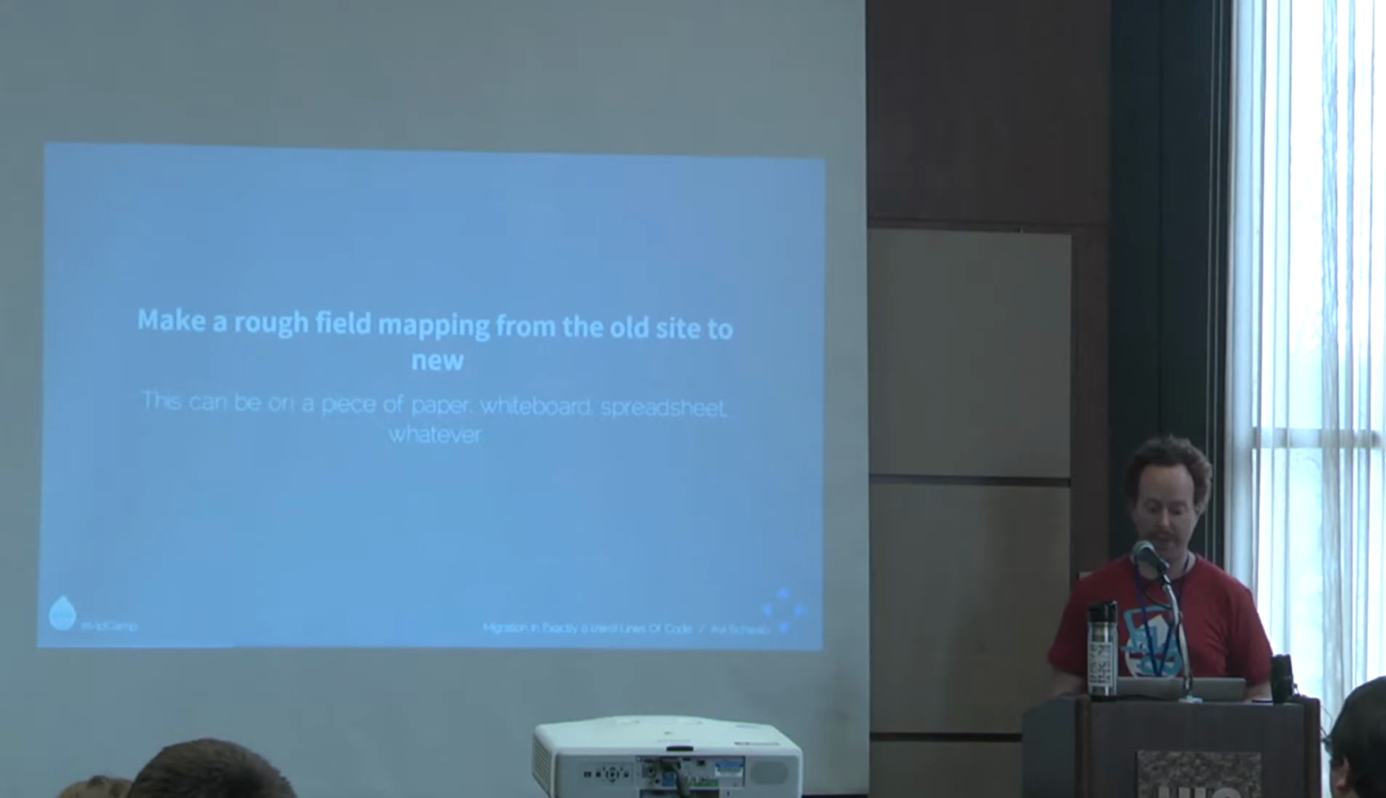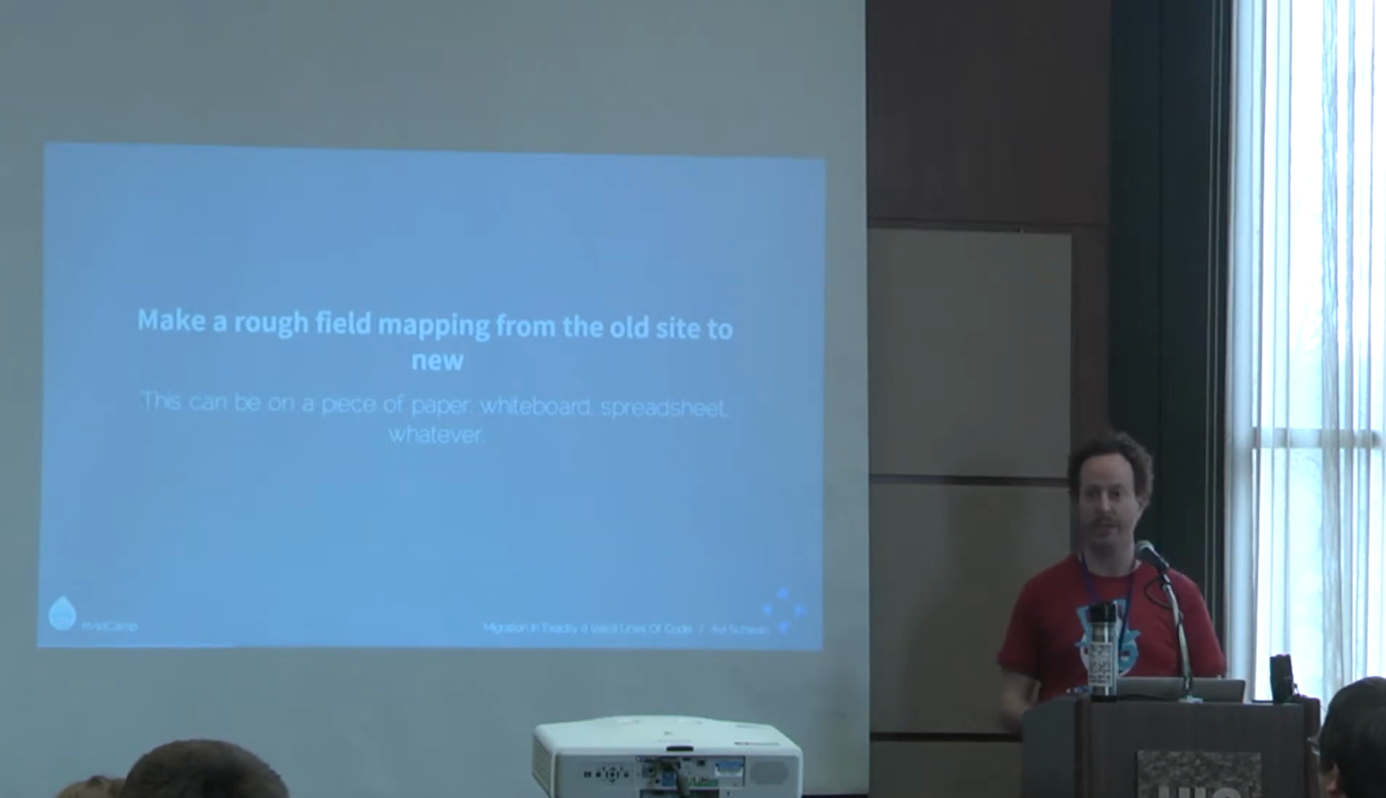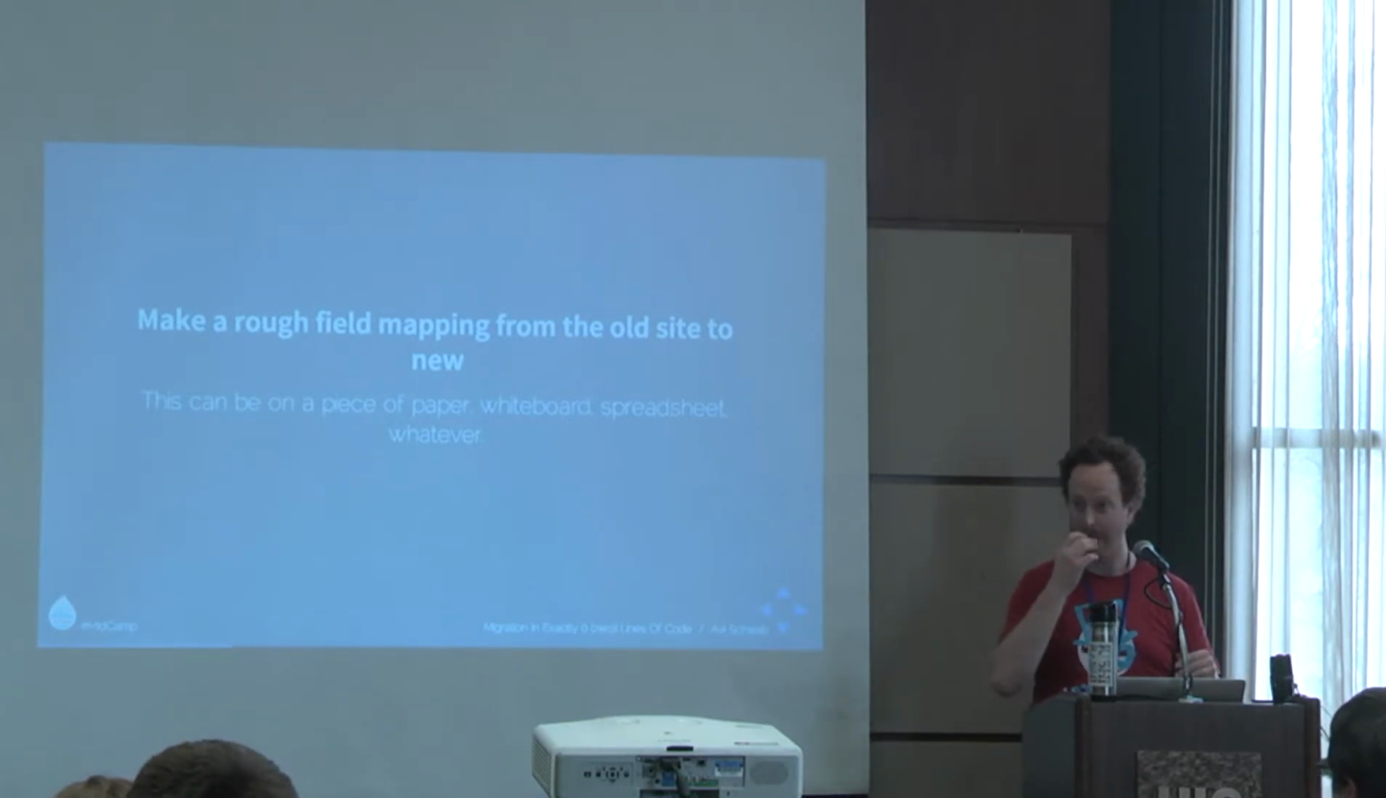Next, you're going to make a rough field mapping from the old site to the new. What this means is saying, the body content type of this node in my old site goes to the body field in this node. The intro field goes to the blurb field. The whatever file goes to this file. This term goes to this term.